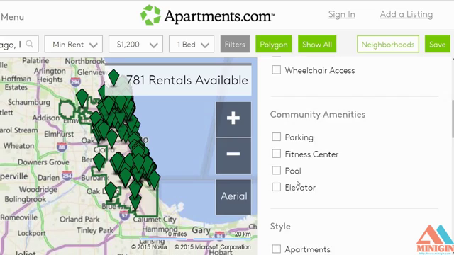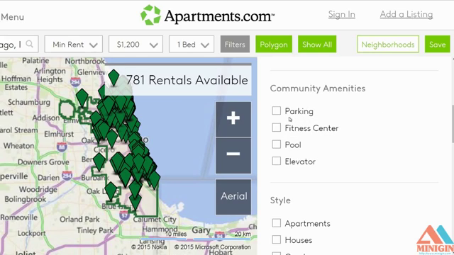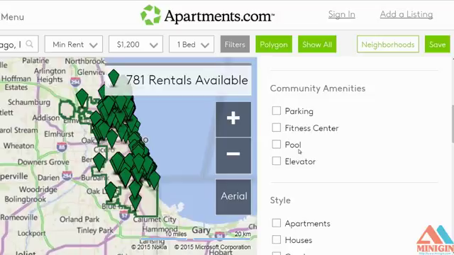Community amenities, these are things in the apartment complex or in the community, what would be in the courtyard and such, those amenities that are outside of the apartment. There's parking, a place to park your car. There's a fitness center, a place to go to the gym to work out. There's a pool to go swimming. There's an elevator. If you're up on a higher floor, you have an elevator which takes you up. You do not need to walk the stairs. So those are some things that you could choose to filter your search.